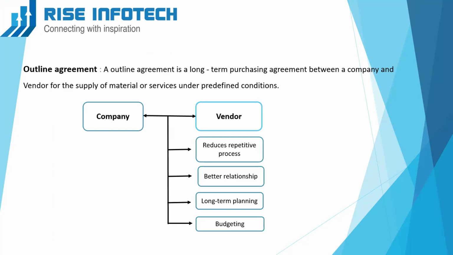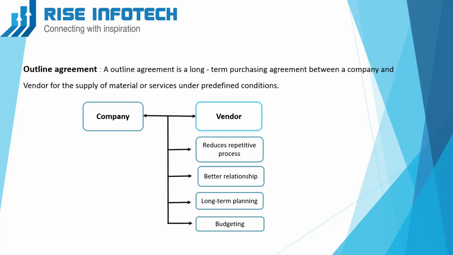I can give an example: the Tata company and another vendor like ABC company. The Tata company needs some requirements to purchase from the vendor, so they have a contract or agreement for a particular period.